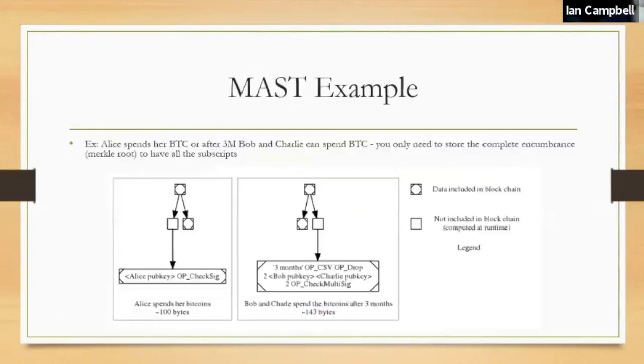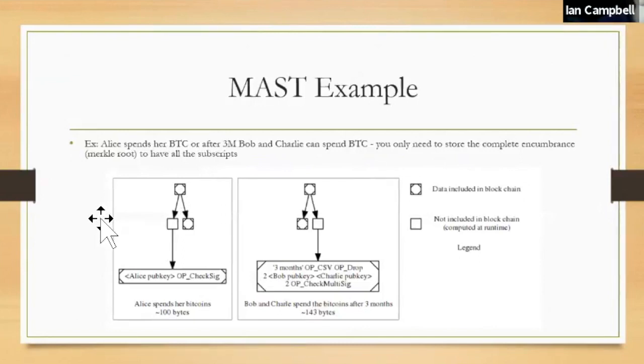To give an example of MAST, we're going to use Alice, Bob, and Charlie. Let's say we have a script that says Alice can spend her Bitcoin, but if she hasn't spent any Bitcoin in 3 months, then Bob and Charlie are allowed to spend her Bitcoin. In the current state of Bitcoin, we would need to store all of this logic on the blockchain. What MAST would allow us to do is only write the pieces on the blockchain that we actually use.